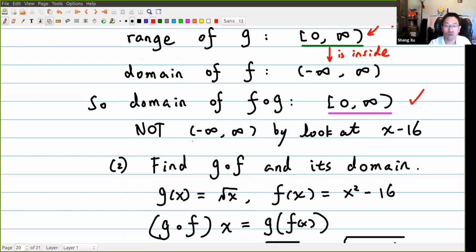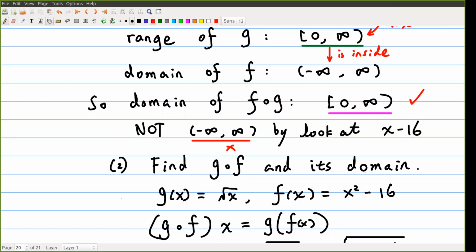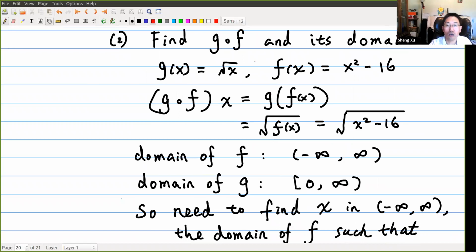So not negative infinity to infinity, as you might think from looking at x minus 16. And similarly, if I want to look at the composition g of f and its domain: g(x) is the square root of x, f(x) is x squared minus 16, so g(f(x)) is the square root of f(x), which is the square root of x squared minus 16.